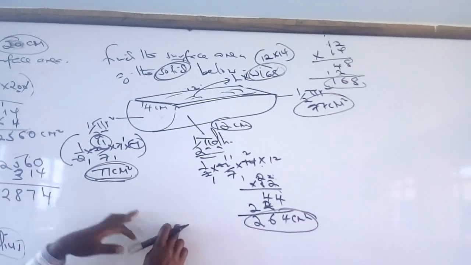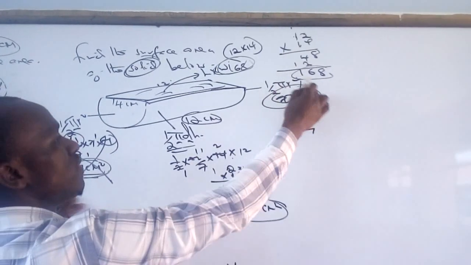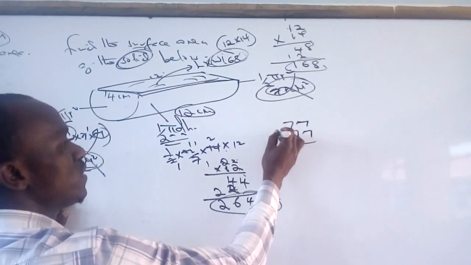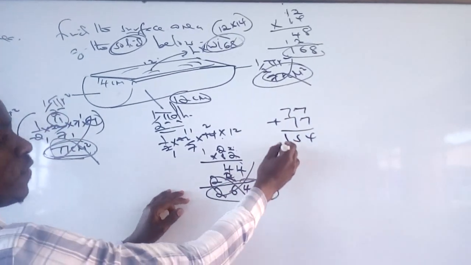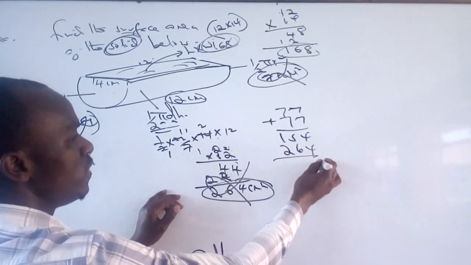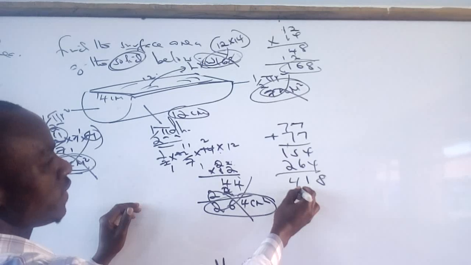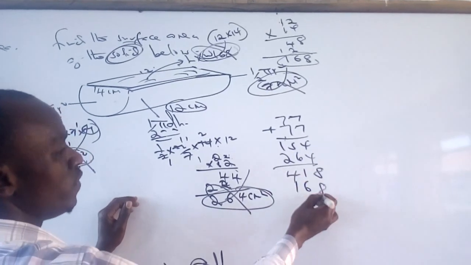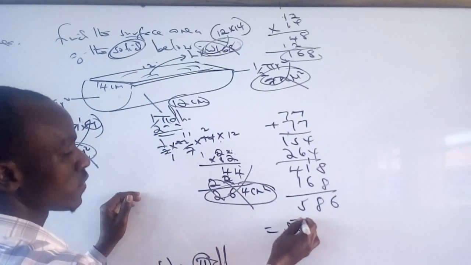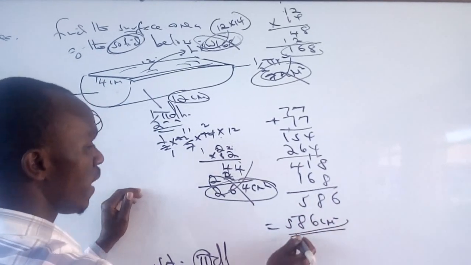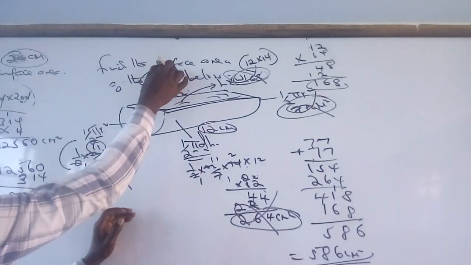We combine them. The first one, 77 plus 77. So this gives us 154. Then we have 264. This is 8, 11 carry 1, 4. Plus 168. This is 16 carry 1, 8, 5. And our total surface area is 268 centimeters squared. That's what we refer as a solid.